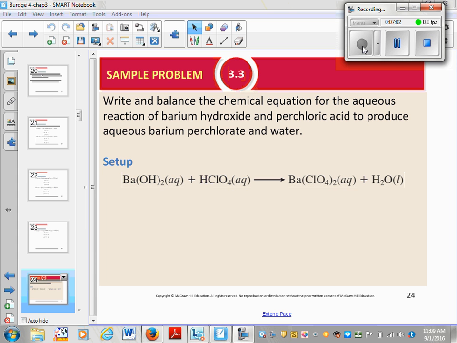You treat the ClO4s as a unit. Don't count them again. Don't count them the second time.